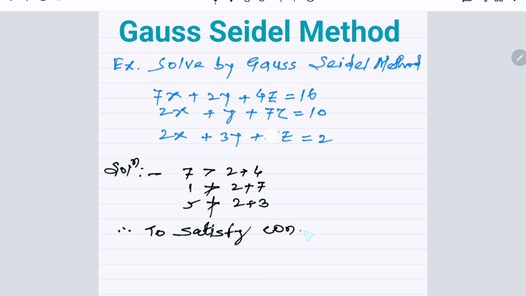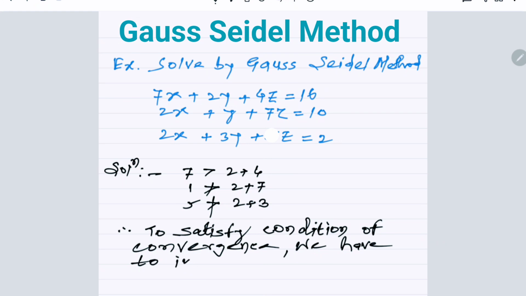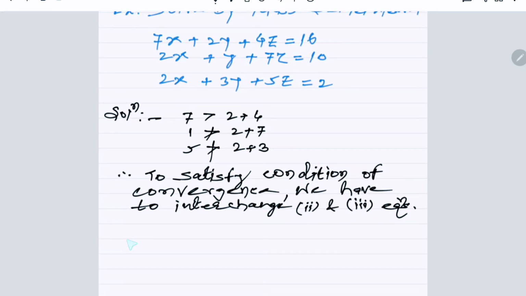Therefore, this is the first step always we have to perform, check whether the condition is satisfied or not. Here it is not satisfied, and therefore interchanging second and third equation, means first remains as it is, no change. 7x plus 2y plus 4z is equal to 16. We call that equation number 1. Then second is 2x plus 3y plus z is equal to 2. Third becomes second, and second becomes third, that is 2x plus y plus 7z is equal to 10. Therefore, these are equation number 1, 2, 3.